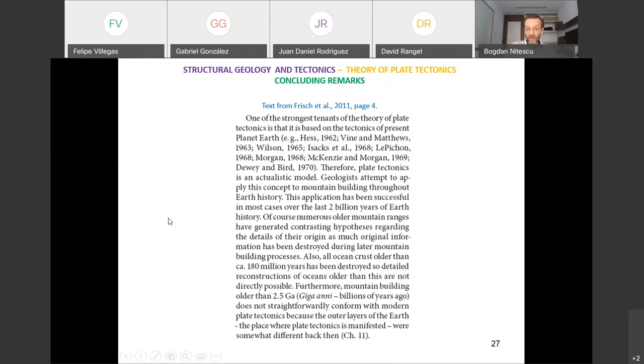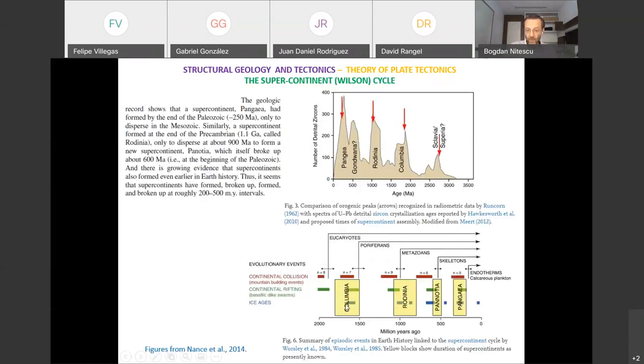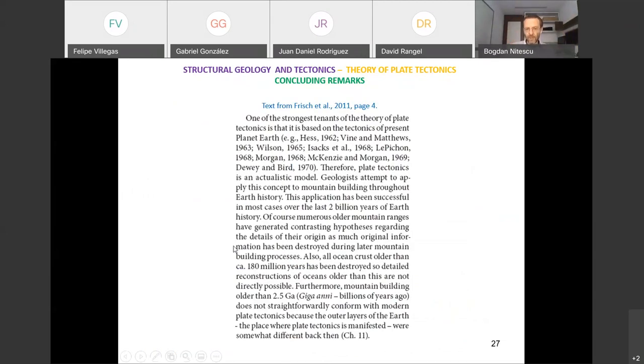And here he says, geologists attempt to apply this concept to mountain building throughout the Earth's history. And this has been successful in most cases over the last 2 billion years of Earth history. So that means I was showing you down to 2 billion years here. So people think, well, we are more or less certain that this was the case. But here, and you see the question mark here in the Archean, so in the more ancient times, what happened? And also what these authors say, they say numerous older mountain ranges, older than 2 billion years, have generated contrasting hypotheses regarding the details of their origin, because much of the initial information has been destroyed. Yeah, there were many, many events happening since then.